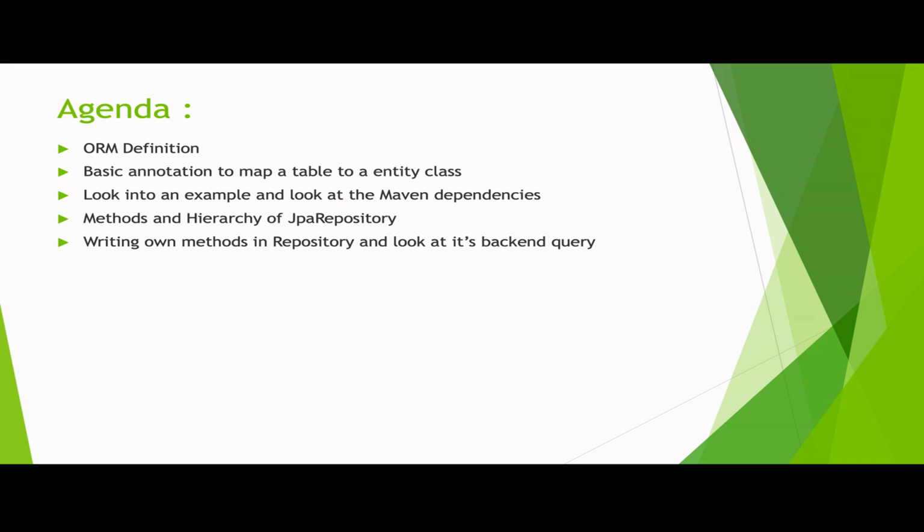Then we will be using the entity class in the project to map the table, and we will use REST API to do some CRUD operations, for which we will be using the JPA repository. For that, we will look into the methods and hierarchy of JPA repository, by which we could get a CRUD application. Then we will write our own custom methods, which are not provided by JPA repository out of the box. There is provision for that, but we can write our own method.